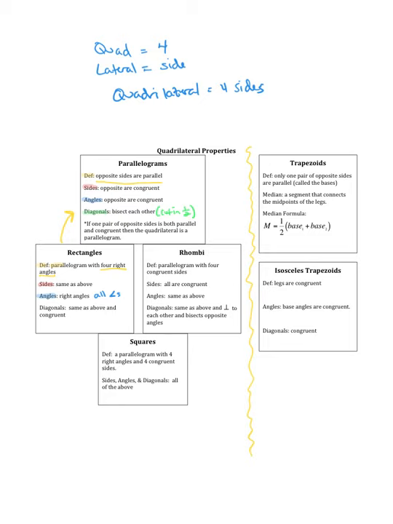And then diagonals are same as above, but an additional category: congruent. Same as above and congruent. Now let's look at rhombi, or a rhombus. And again, all rhombi are parallelograms.